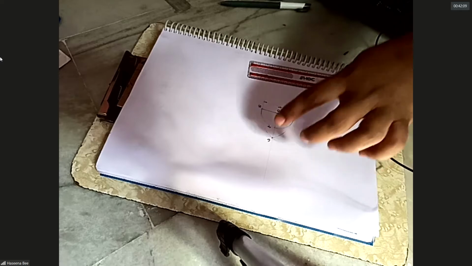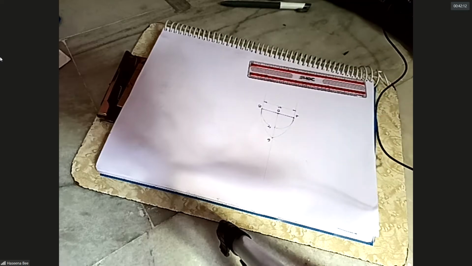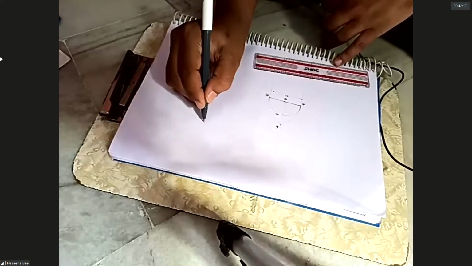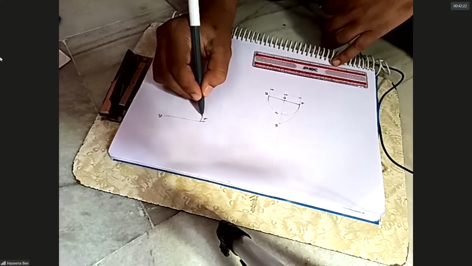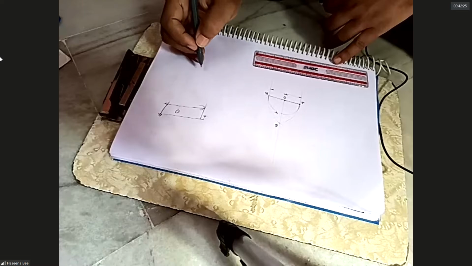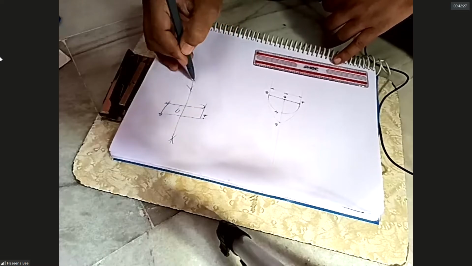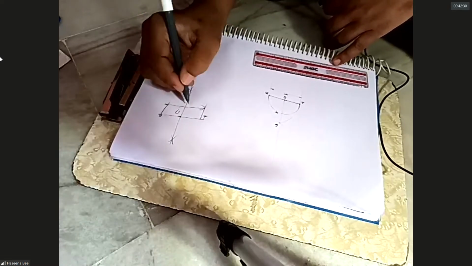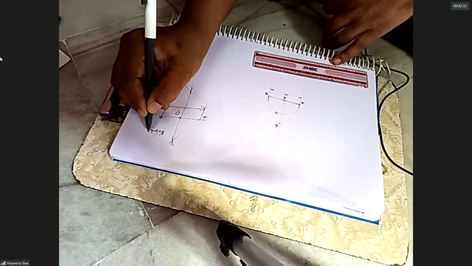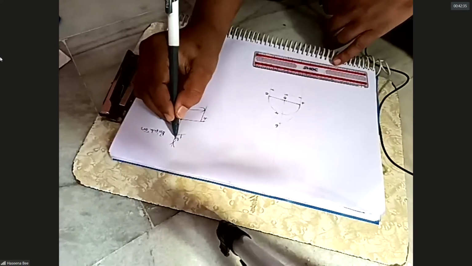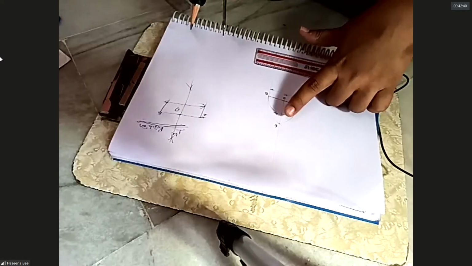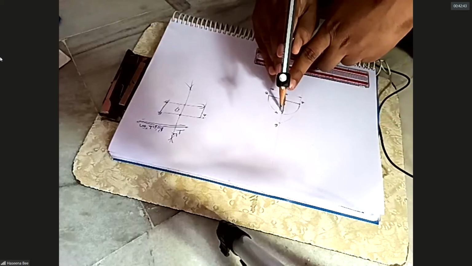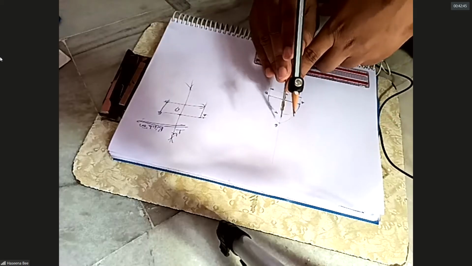Now we have 4 and 6. In between, we need to get 5. How to get it? Whenever you have any two points like AB and we don't know the length, how do you find the center point? It is using the perpendicular bisection method. Same method I will use here also. I have 4, I have 6. 4 is one end, 6 is the other end. In between, I will have 5.